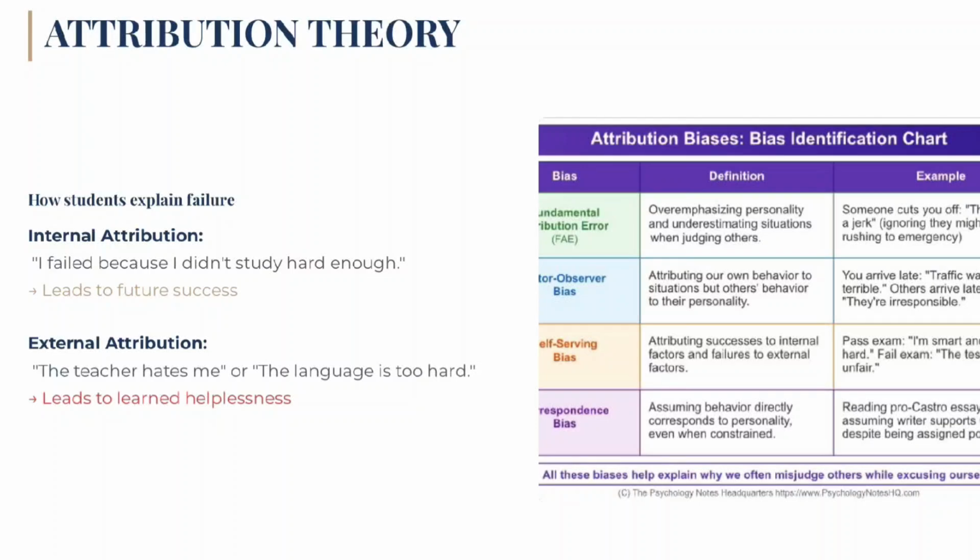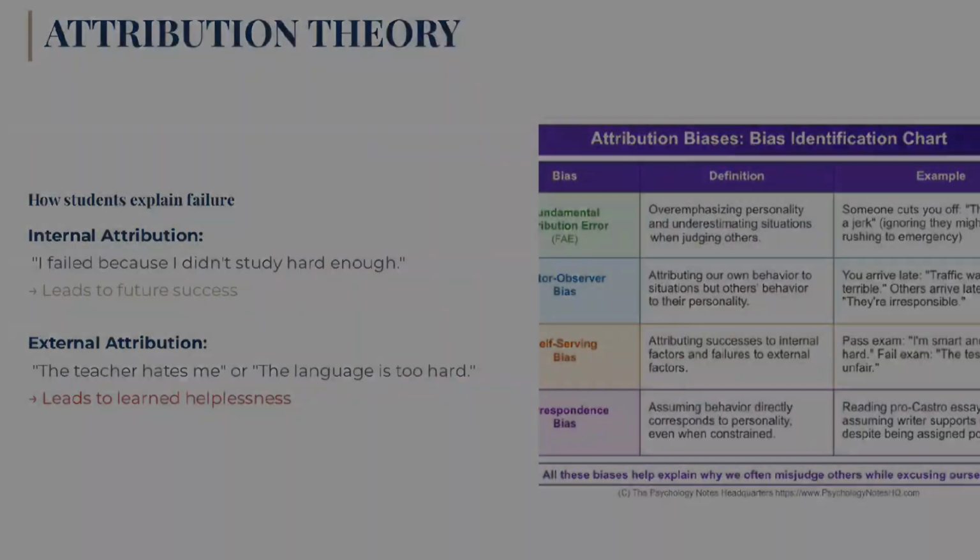This is because internal attribution is when a student says, "I failed because I didn't study enough." This is actually good. It means that they believe they have the power to change the outcome the next time. While external attribution is when they say, "the teacher hates me" or "English is just too hard." So this leads to learned helplessness because they feel they have no control over their success.